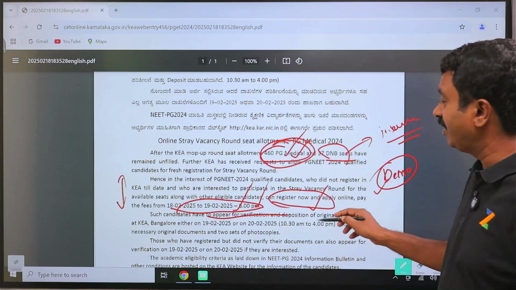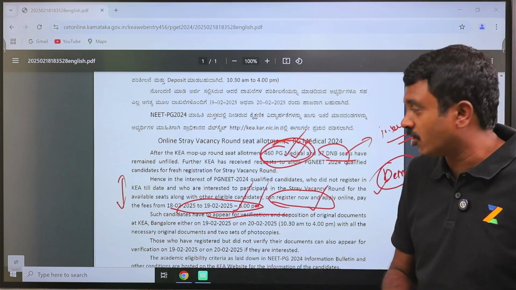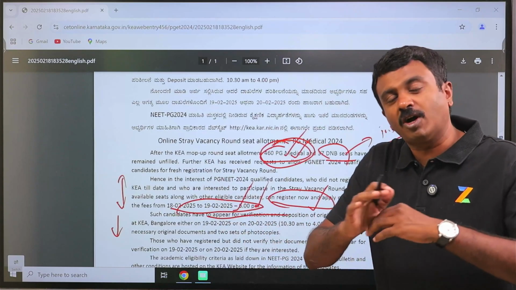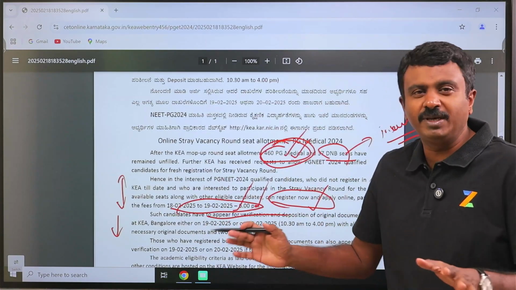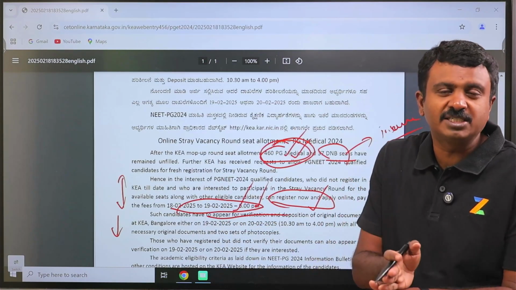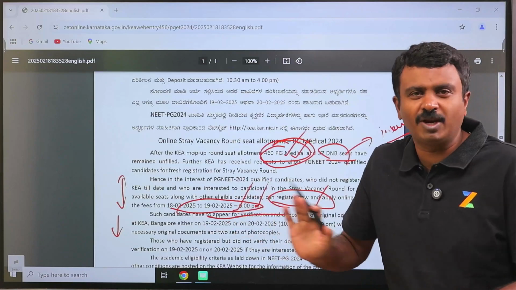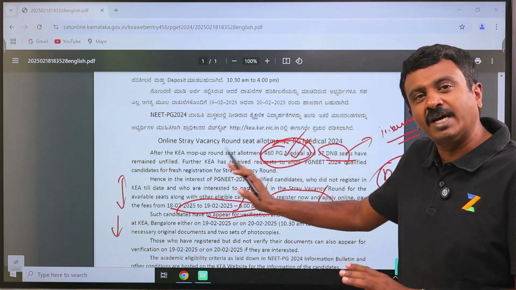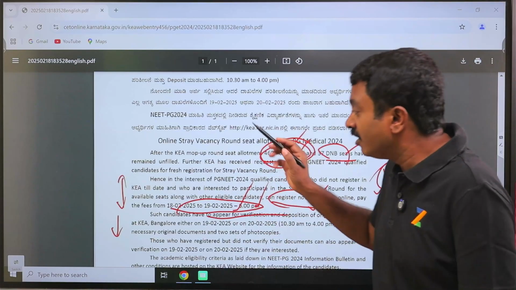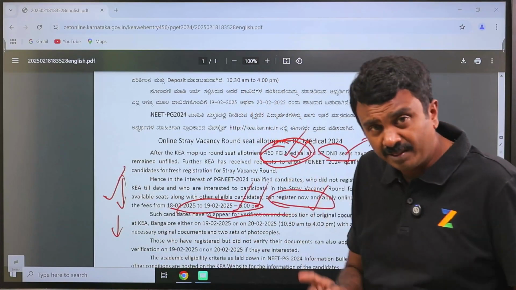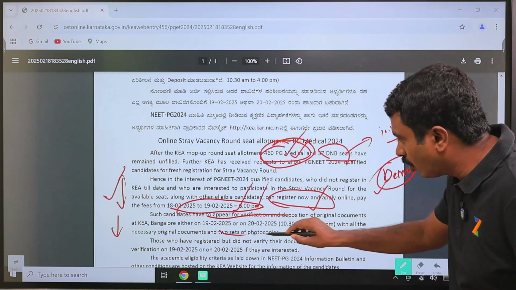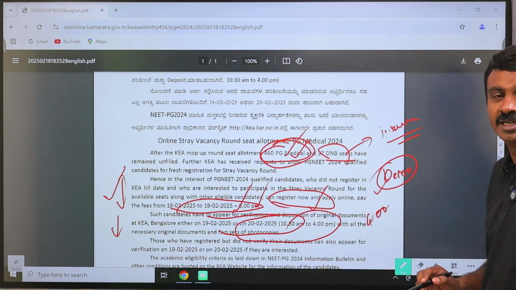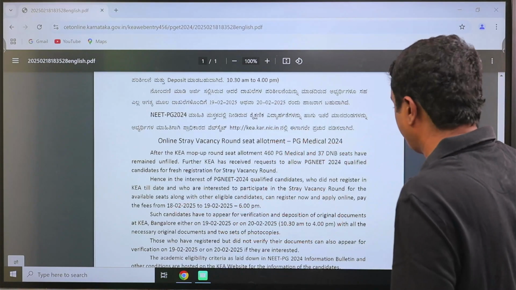You have to appear for verification and deposition of original documents. Note that only if you register; if you are not already registered, no problem. Whatever be your status, if you are already registered and eligible, go directly to choice filling. If you are not eligible, not eligible. You have to have your documents deposited at KEA. So that is how it is for already registered candidates. If you are registering today, then you have to go to KEA by tomorrow 4 PM and ensure that all your documents are submitted over there at KEA. This is by 4 PM tomorrow.